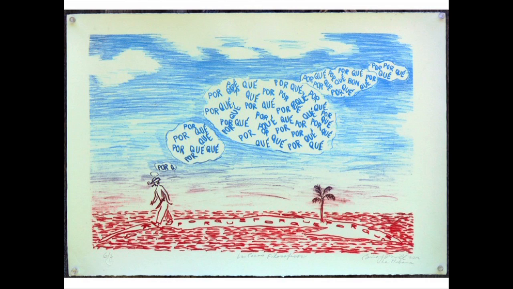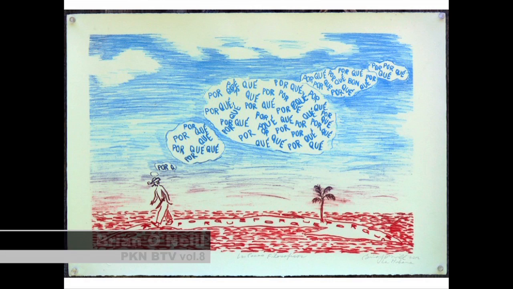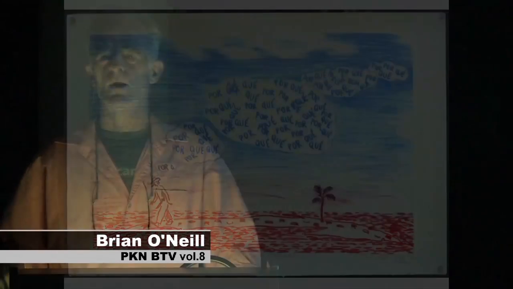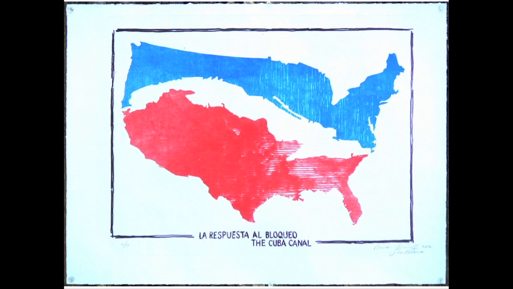Here it says, "Por qué," why? This is walking from the right-hand side, the little notch is Guantanamera, and this little star shape here is Havana. And his footsteps are because, por qué. The response to the blockade, this is my proposal, the Cuban Canal right through the United States. Curiously, most, not all, but most of the northern states are so-called blue states, and most, but not all, states in the South are red states.